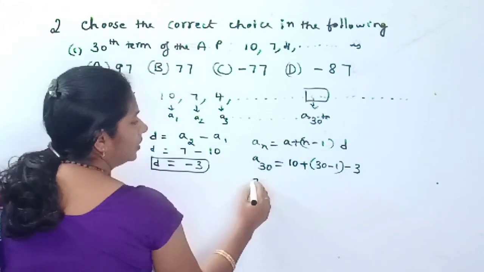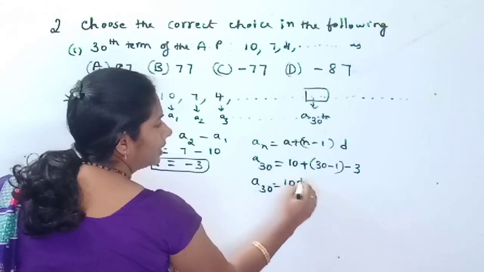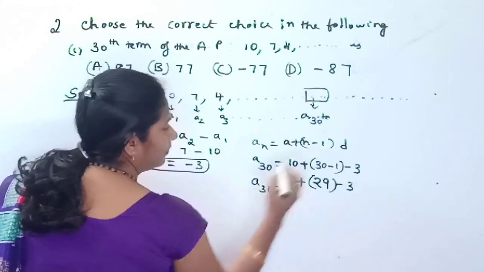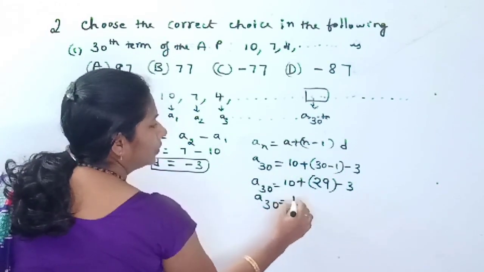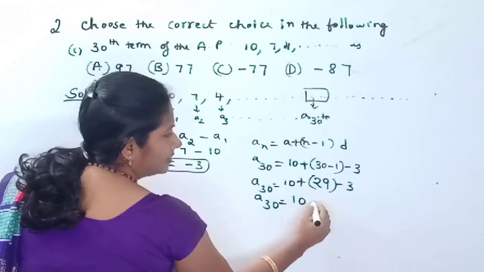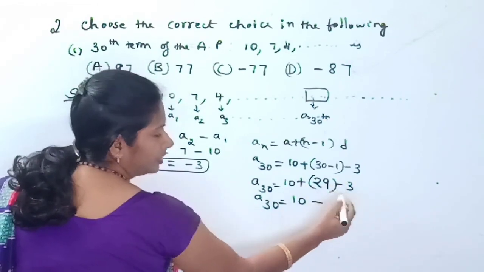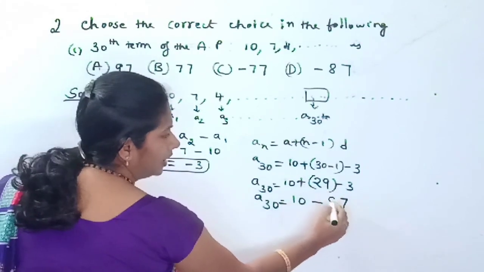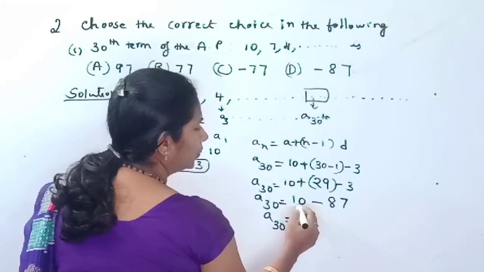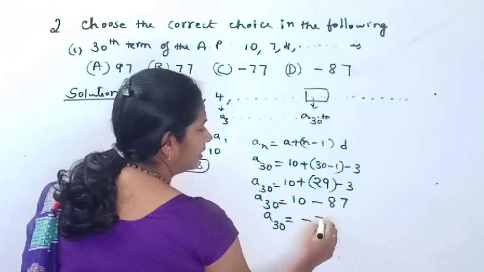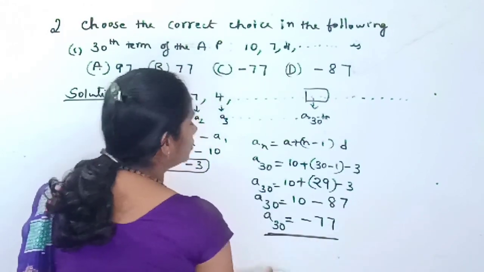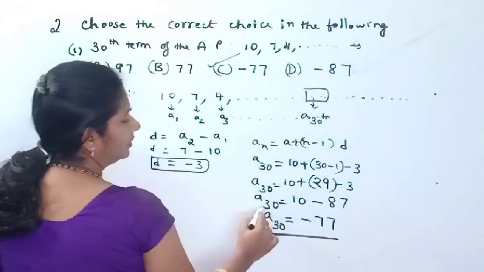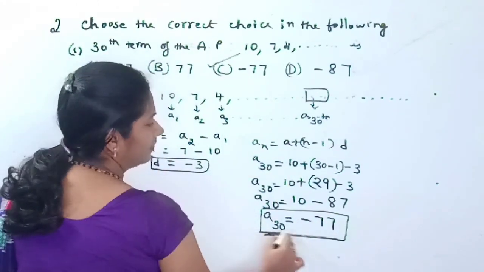Substitute the values, children. N value for the 30th term is 30, minus 1, into common difference, it is minus 3. So A30 equals 10 plus (30 minus 1), it is 29, into minus 3. So A30 equals 10 plus minus 29 into 3. 3 9s are 27, 3 2s are 6, 6 plus 2 is 8. A30 equals 10 minus 87, it is minus 77. So where is the option, children? Option C is the correct answer. So A30 value is minus 77.